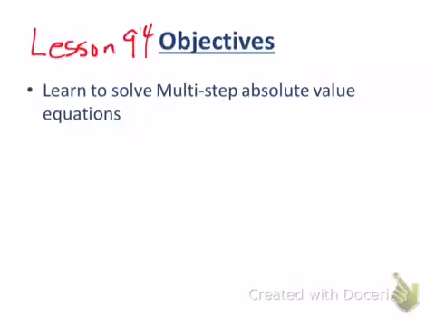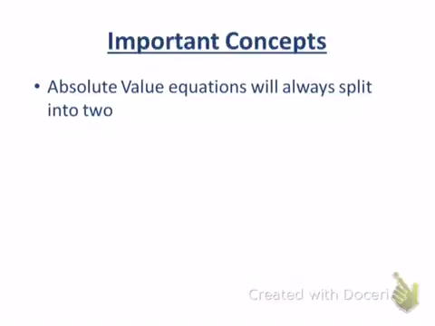Now, some important concepts that we need for this lesson. Absolute value equations will always split into two equations, right? Absolute value inequalities will always split into two. Unless it's equal to 0, the absolute value equation, that's the exception to the rule, or if it's equal to a negative. Just like when we did this before, this word "always" is kind of loose in terms of equations. Absolute value inequalities literally always split into two. Equations, we have to be careful. There's a couple of exceptions to that rule.